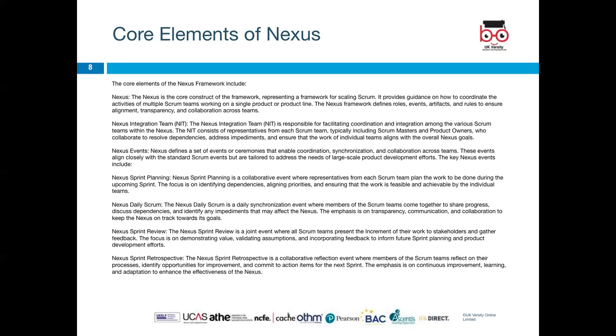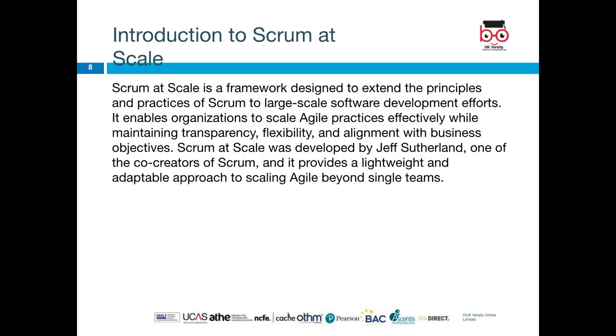Next one, sprint retrospective. This is a collaborative reflection event where members of the Scrum team reflect on their process, identify opportunities for improvements, and commit to action items for the next sprint.